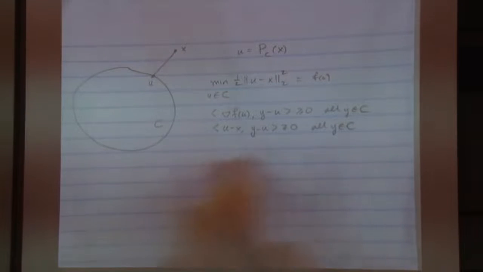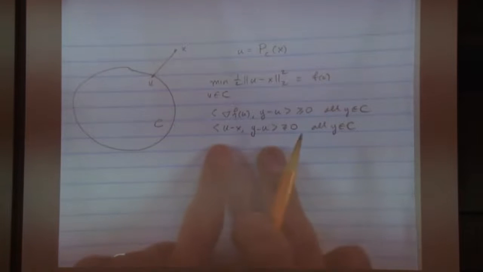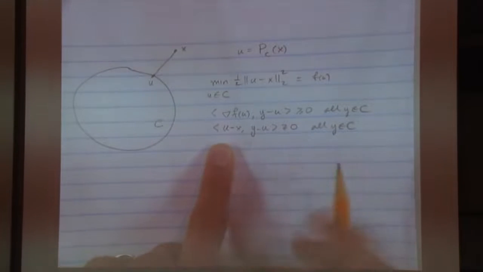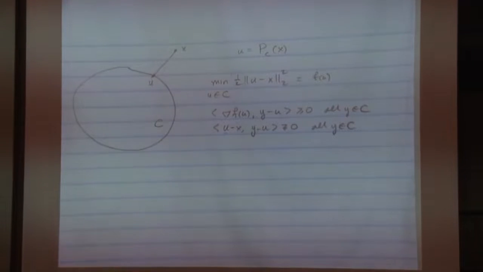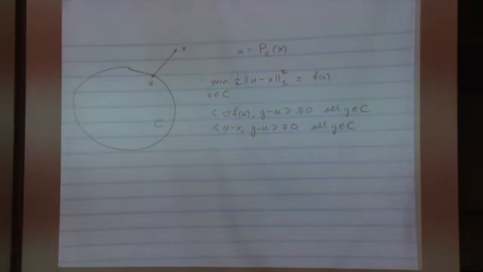Okay, so this is our first order characterization for optimality. In other words, if u satisfies this, we know that u is optimal, and vice versa. Okay, so this is actually the characterization for the closest point u to x in the set C.